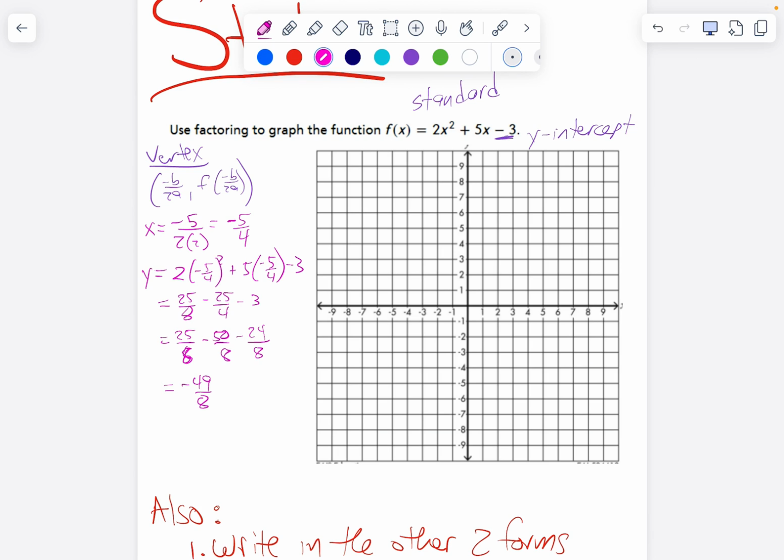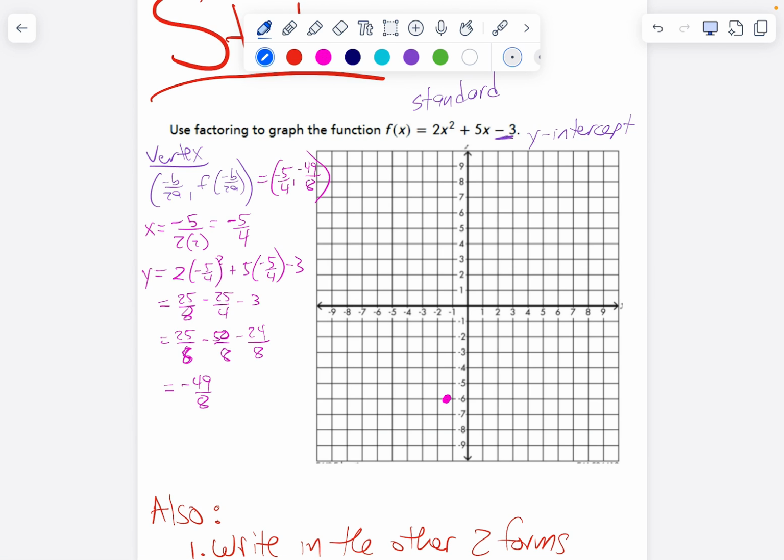Yeah, it's roughly negative 6. Awesome. And negative 5/4 is just a little bit over negative 1. So we're somewhere in here. And here's what I mean: by the time you fill in a dot, you're covering a lot of ground, so it's not like it has to be perfectly on the eighths. So our vertex was at negative 5/4, negative 49/8.